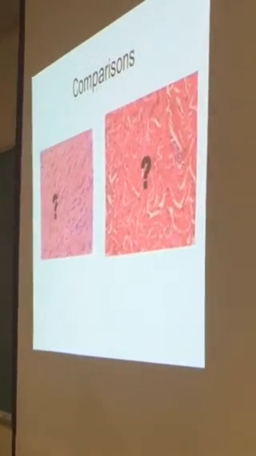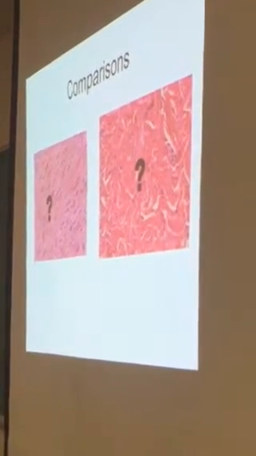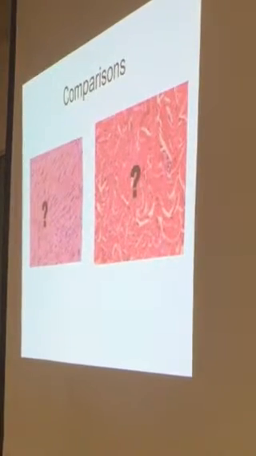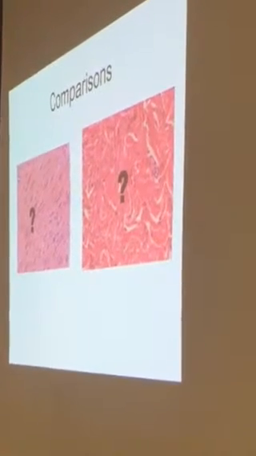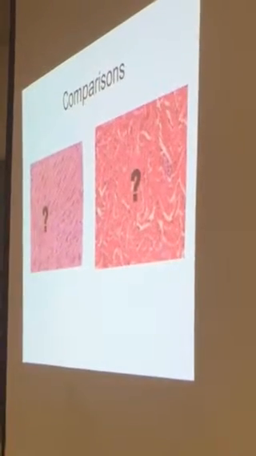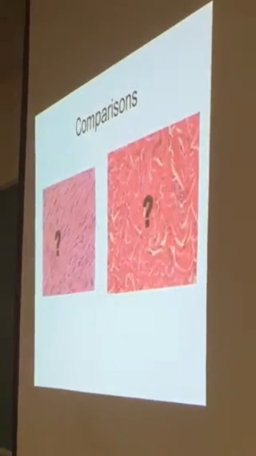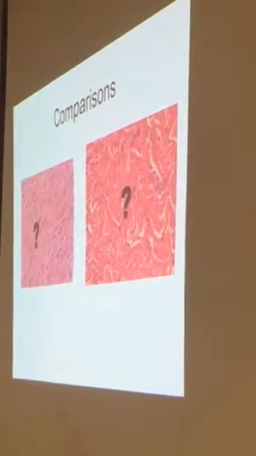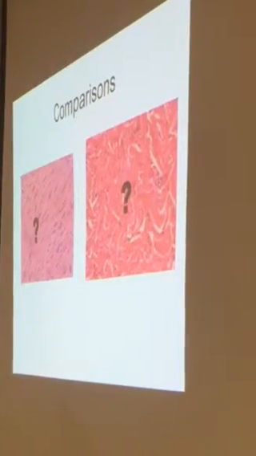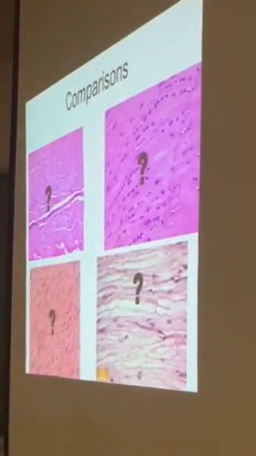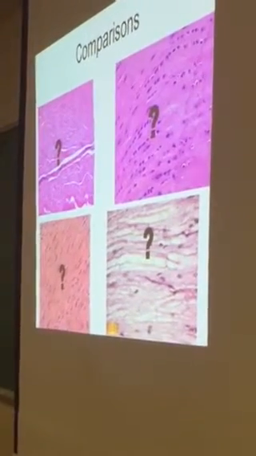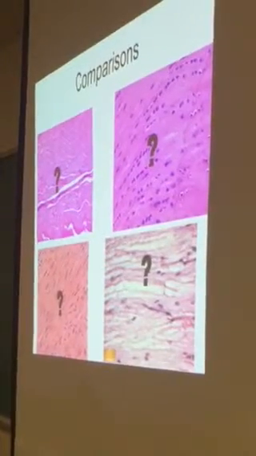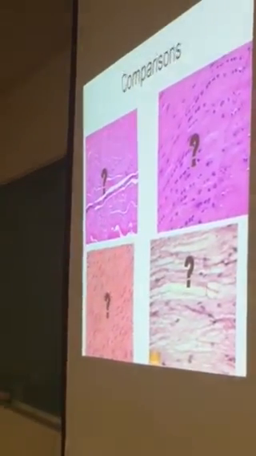What's this? Smooth muscle. Look at the nuclei. They're very, very elongated. Doesn't look like dense regular. Then what's this? Dense irregular. Put them all together. What's this? Dense regular. Look at the cells.